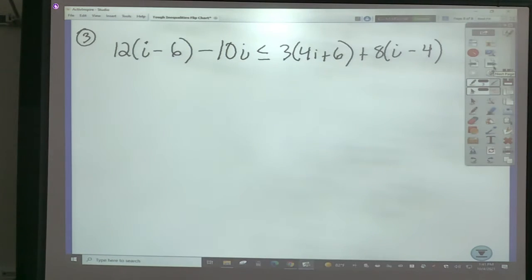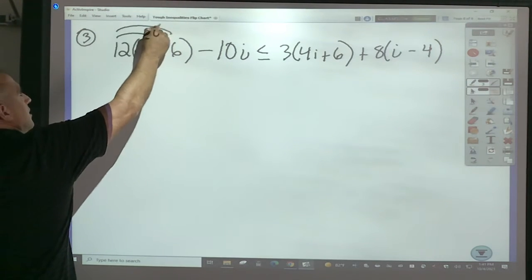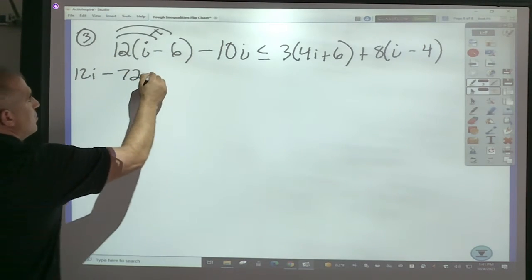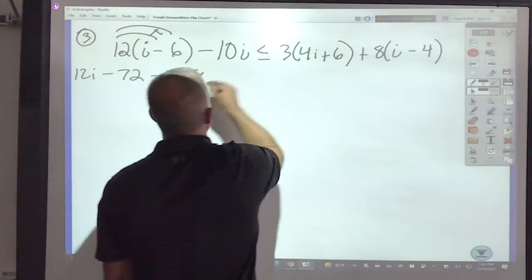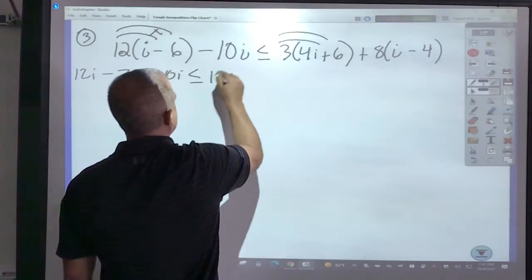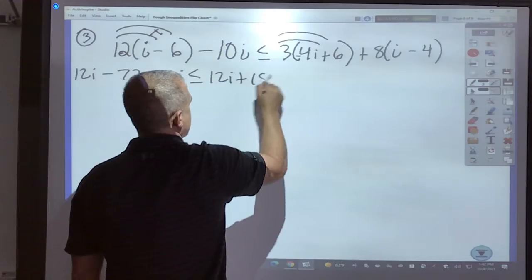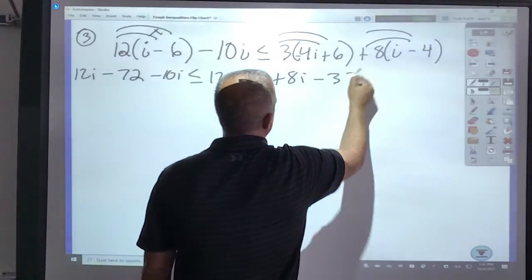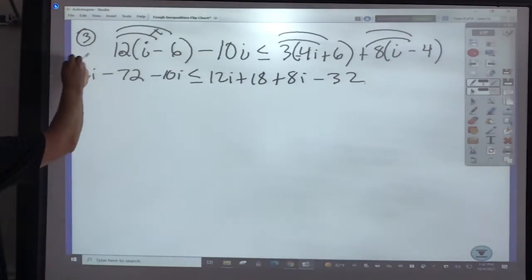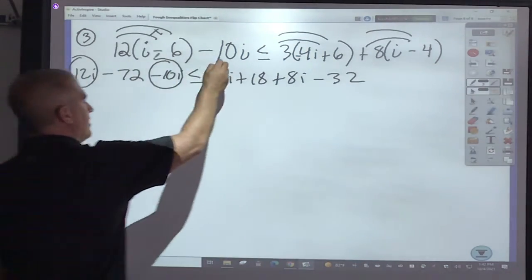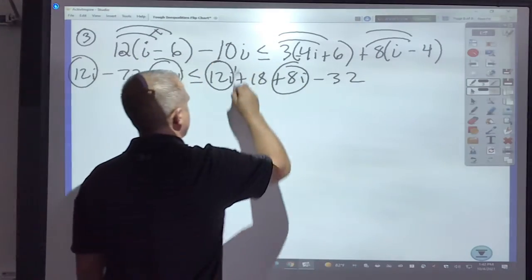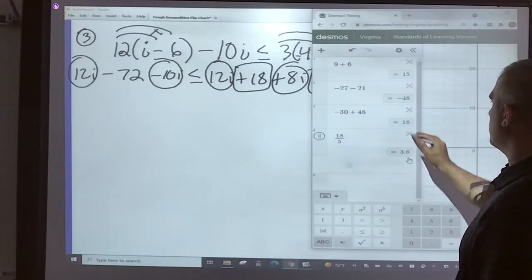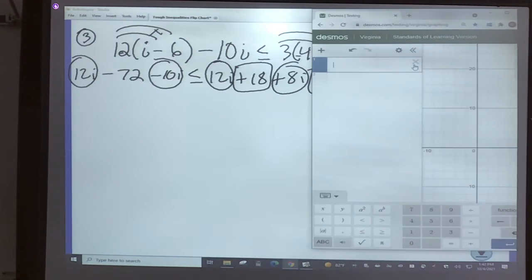All right? Once again, once you're distributing parts, 12 times i is 12i. 12 times negative 7 is going to be negative 72 minus 10i. 3 times 4i is 12i, 3 times 6 is 18. 8 times i is 8i, 8 times negative 4 is negative 32. Okay, so if I'm looking over here, these are alike, these are alike. This is alike, this is alike, this is alike, this is alike. So I gotta get my like terms organized first before I do any opposites, okay?